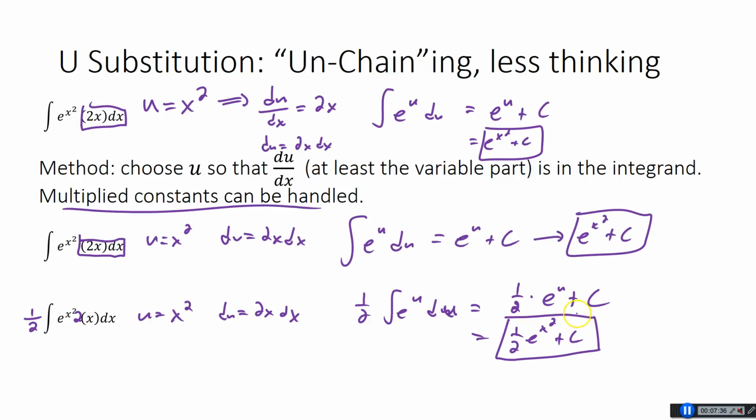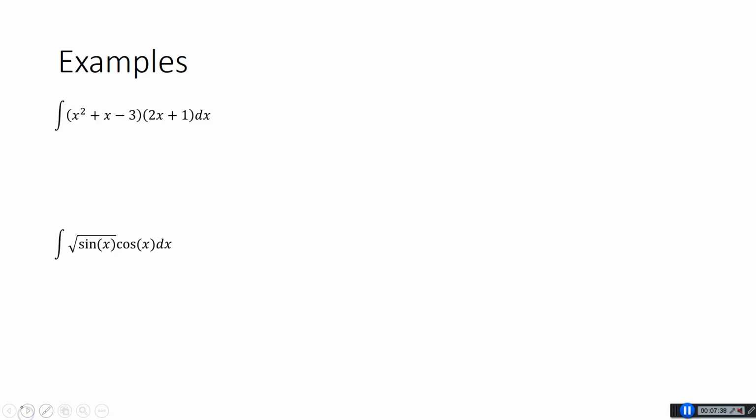All right, moving on. Let's do some more examples. Here we have the integral of x squared plus x minus 3 times 2x plus 1. What I'm looking for here is a u where the derivative is also present. On the next slide, we're going to talk about how to find these, but I'm looking for something probably inside parentheses that has its derivative also present. 2x plus 1 doesn't look good because the derivative would just be 2.